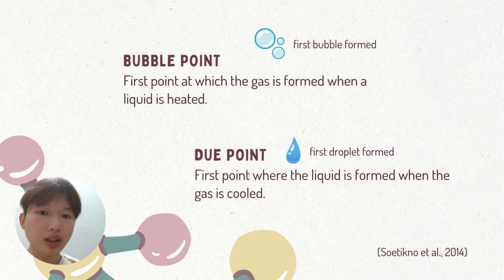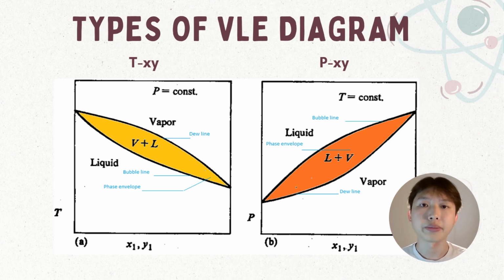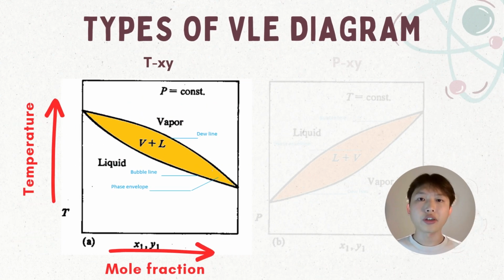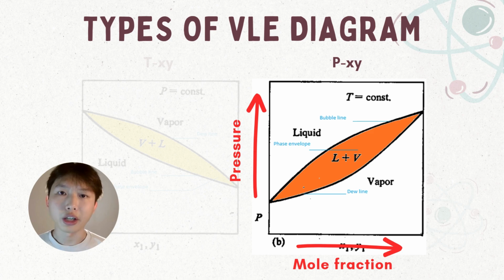Before looking into the VLE diagram, it's very important for you to understand bubble point and dew point. Bubble point is the first point at which gas is formed when a liquid is heated, while dew point is the first point where liquid is formed when the gas is cooled. There are two types of VLE diagram. One is TXY and another is PXY. In the TXY diagram, we are focusing on the relationship between the temperature and the mole fraction. But for the PXY diagram, we are focusing on the relationship between the pressure and the mole fraction.